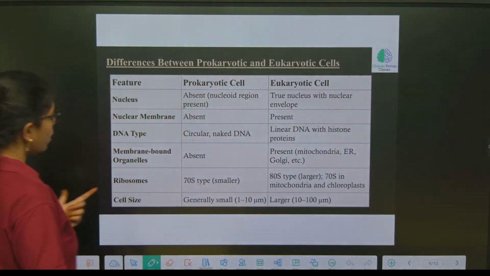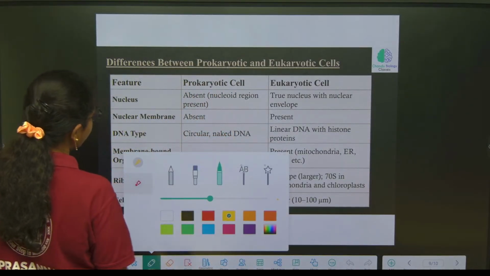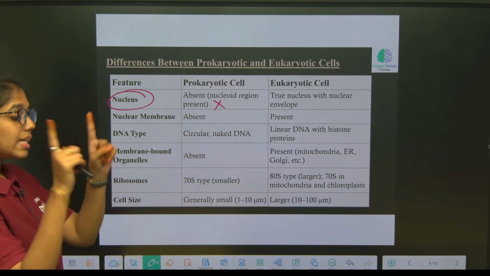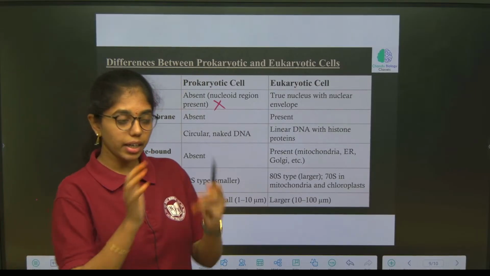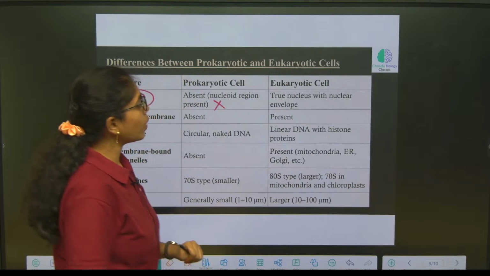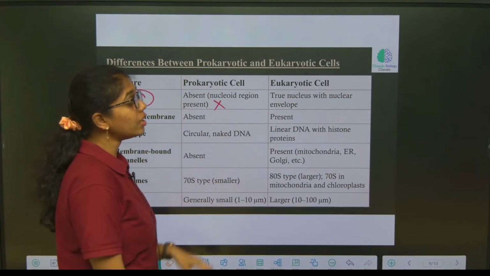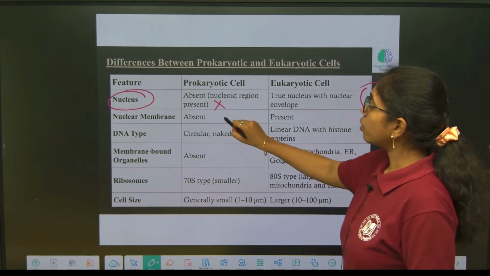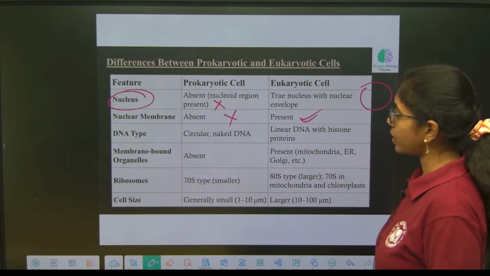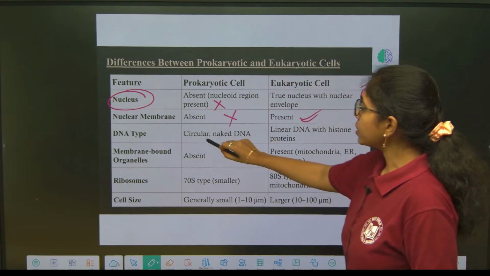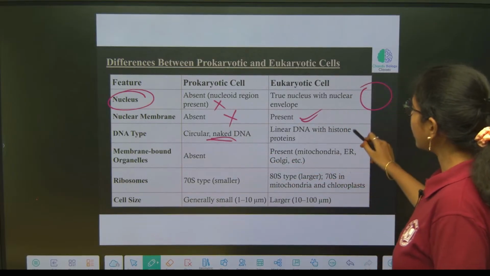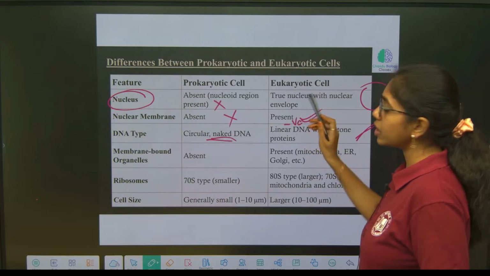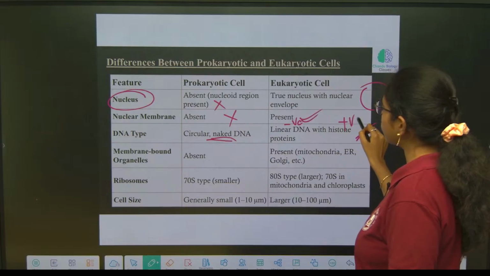Now if you see prokaryotic cell and eukaryotic cell in detail, first, the nucleus is absent in a prokaryotic cell because the genetic material is not scattered, it is present at one position, which is called what? Nucleoid. Whereas in a eukaryotic cell, a true nucleus is present with a nuclear membrane. DNA type here is circular and naked DNA. Here DNA is linear with histone proteins. The negatively charged DNA is packed with positively charged histone proteins.